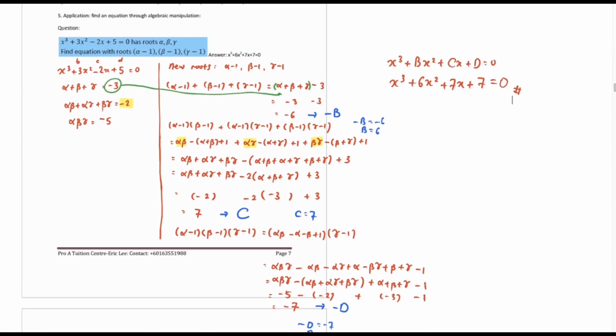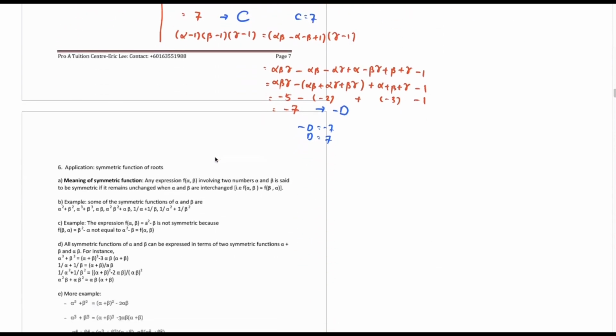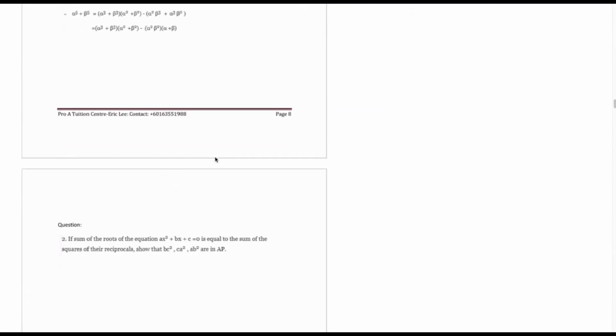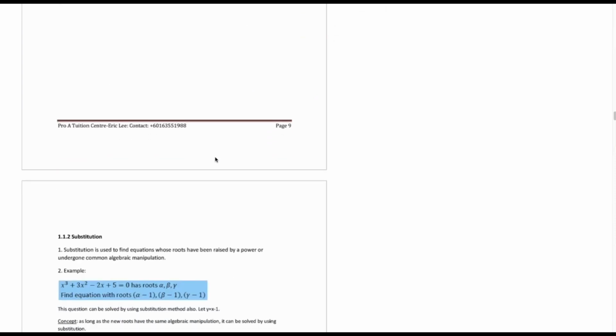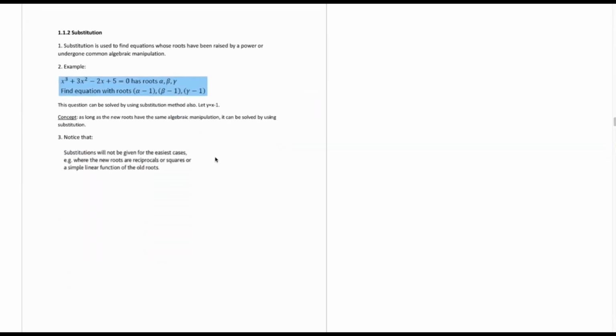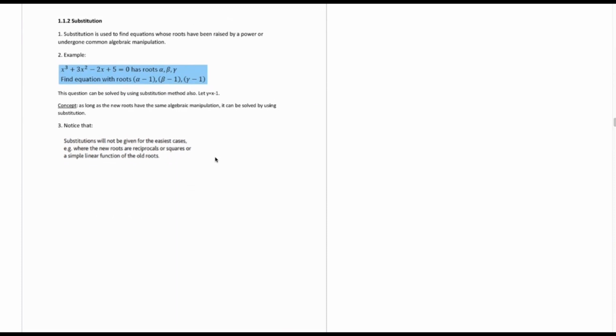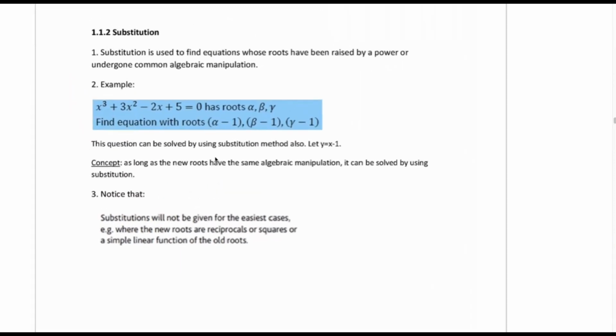And now, just for your information, this is the basic concept, and in exam, most of the time, we have to use a shortcut to do it. Okay, so the basic concept is like this, but shortcut is preferred. So let's see what I mean by shortcut. Okay, so let's skip a few pages and go straight to this part first. Substitutions.